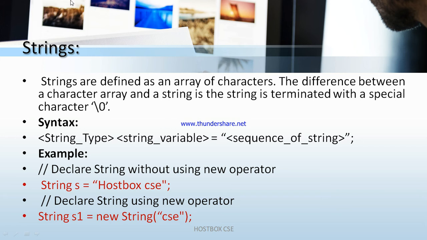Okay, syntax. How do you use the string? There are two methods. First we see the general syntax, where string type and string variable is equal to, open and close inverted commas, and I can give the sequence of characters. For example, to declare the string without the new operator, you can give String s equal to "CSC", with double quotation marks and a semicolon. Or if you want to declare the string using the new operator, you can give String s1 is equal to new String("CSC"). Like that you can use the strings easily.